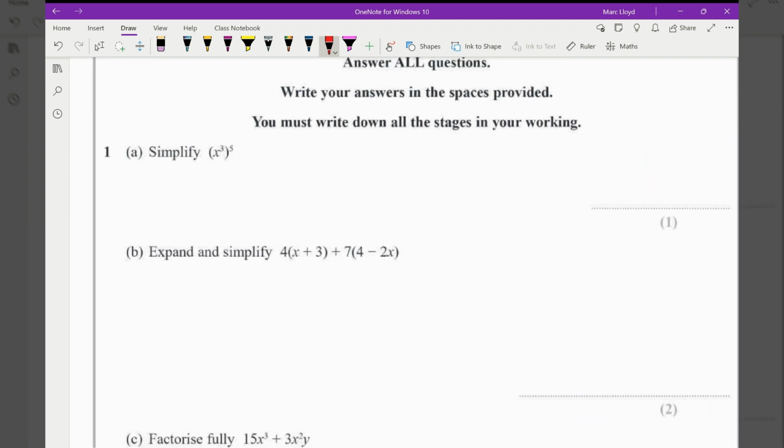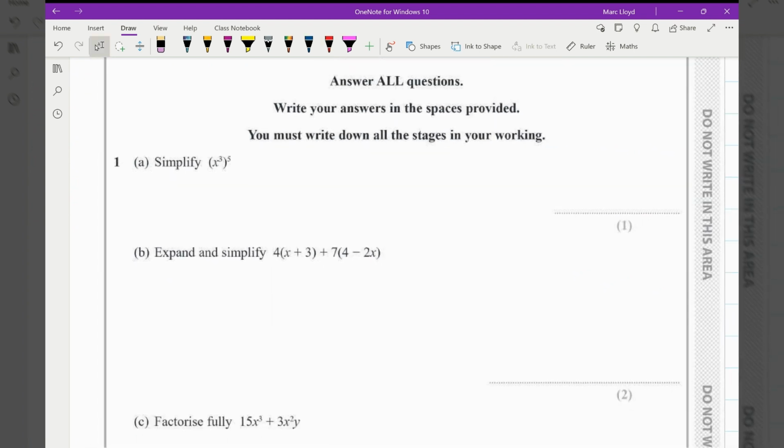Okay, when we've got these simplifications for question 1, x to the a inside a bracket with a b, it means we're going to do x to the a times b. So for this one, 3 times 5 is 15.